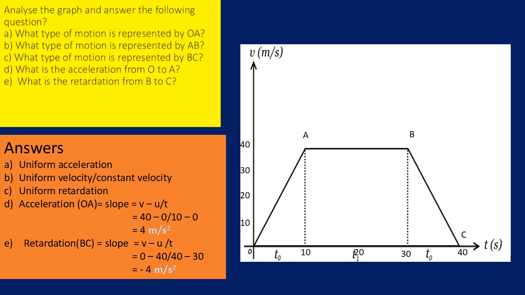Yeah, we have to take the slope. So from O to A means O, that means the starting point. A is the point in the graph that is at 10 seconds. So you have to take the slope from 0 to 10 seconds. So the graph is OA. So the slope will be the corresponding y values divided by the corresponding x values. That is 40 minus 0 divided by 10 minus 0. So the acceleration will be 4 meter per second square. So it is having an increase in its velocity which is equal in equal intervals of time. So the object is under uniform acceleration in the part OA.